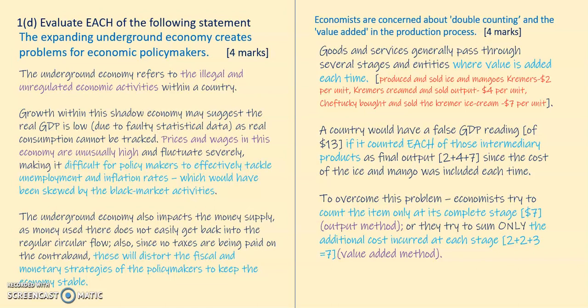Or they may try to sum up only the additional cost that was incurred at each stage. So we know we all started at 2. And then creamers bought it and added 2 more. And then when Chef Tucky bought it, right, they added 3 more. So 2 plus 2 plus 3 equals 7. So you can see that both the output method and the value added method say that the GDP is 7. All right, so clearly then, double counting results in an overestimation of the country's GDP. And that is one of the things that concern the economists.